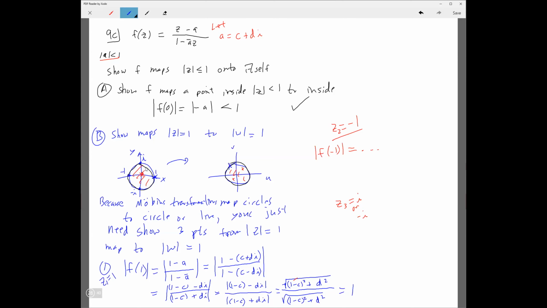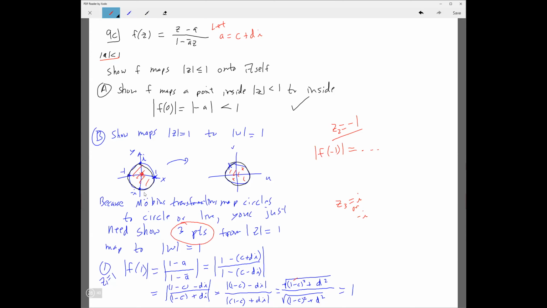Okay. And then this point here might map to another point, like there maybe, and so on. But essentially, you just need 3 points.